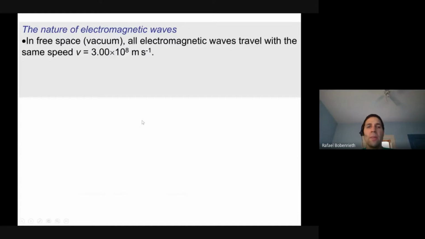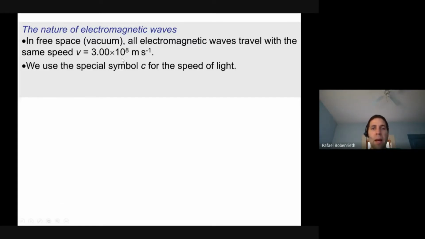Okay, so let's talk about the nature of electromagnetic waves. One thing I alluded to last week, but it's important to realize, is that in free space, meaning in a vacuum, all electromagnetic waves will travel with the same speed. And that is an astoundingly fast speed of 3 × 10⁸ meters per second. That is 300 million meters per second. Or you could think of it as 300,000 football fields every second, roughly, approximately. And we use the special symbol c for the speed of light.